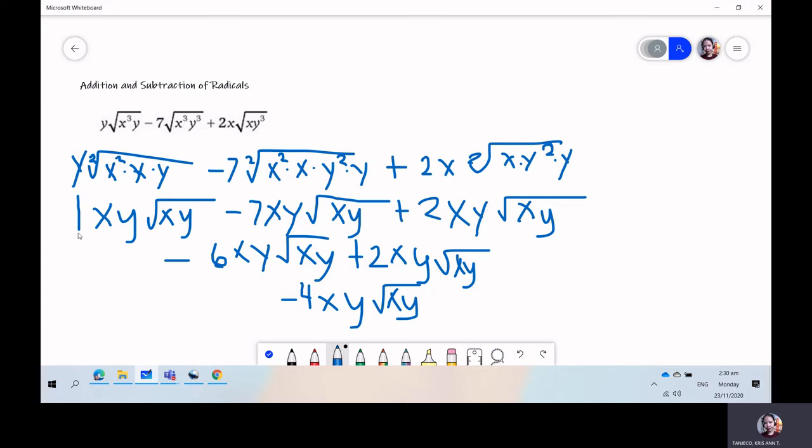Now, as I said, if you cannot see any number with the variable, there is a 1 there. So we can now combine everything. We just need to add 1 minus 7 plus 2. That will give us negative 4. And then we're going to copy the variable xy, square root of x and y. So our final answer will be this one.